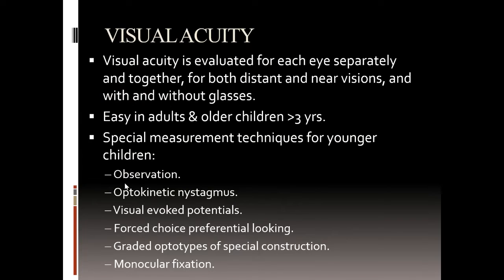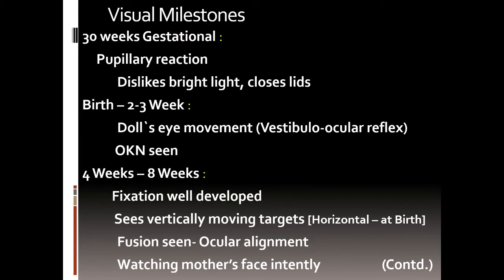You can assess visual acuity by simple observation. You can use an optokinetic nystagmus drum. You can use visual evoked potential. These are rarer things, and the common ones are the preferential looking test, graded optotypes, and monocular fixation. But before we talk about common things, we should know what is normal, what the visual milestones are. At 30 weeks of gestation, if you look intrauterine, you can have pupillary reaction even before the baby is born.